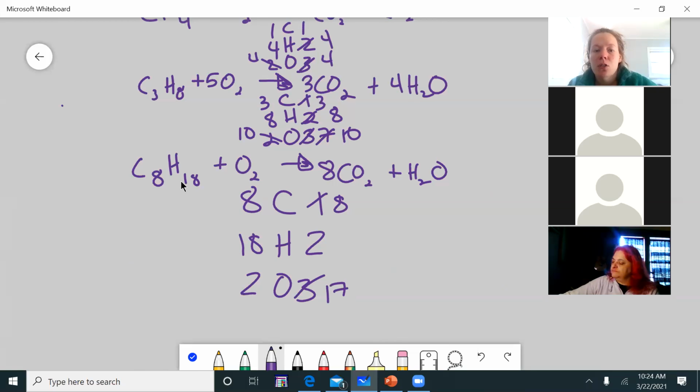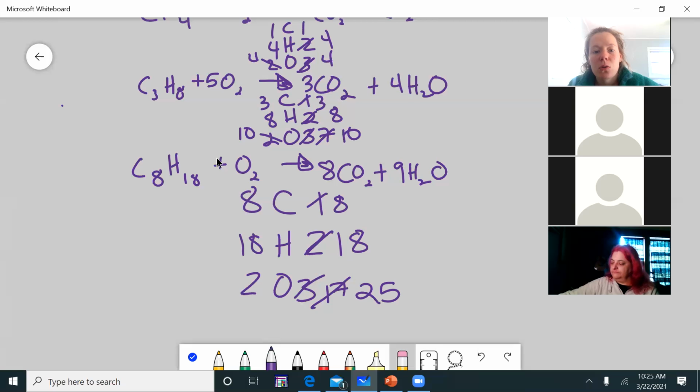Now I need to change my hydrogen, right? So I've got 18 on this side. So in order to get 18 on the other side, well, what's half of 18? It's 9. So I'm going to put a 9 here. That's going to change hydrogen to 18. That's going to change my oxygen to what? 9 plus 16 plus 9, 25.